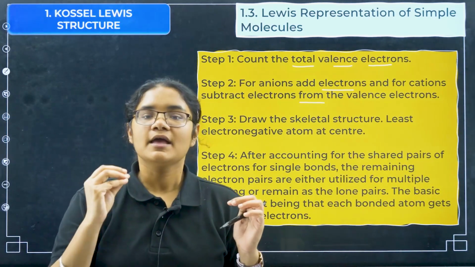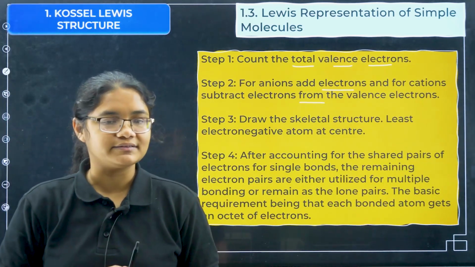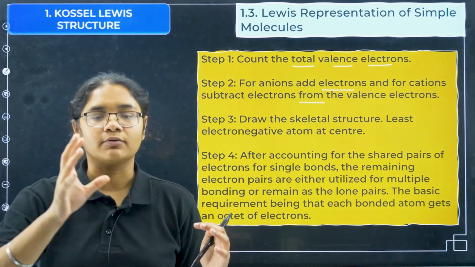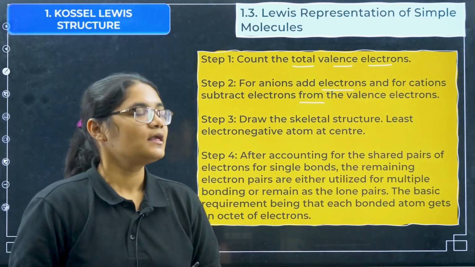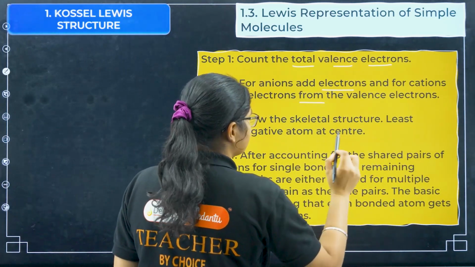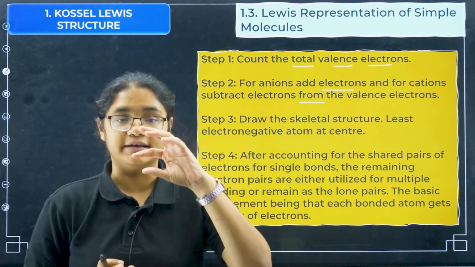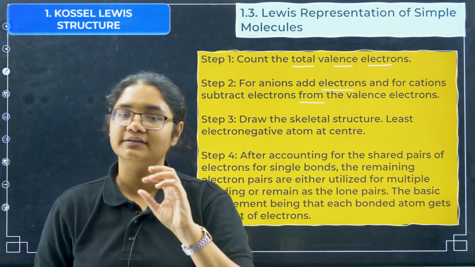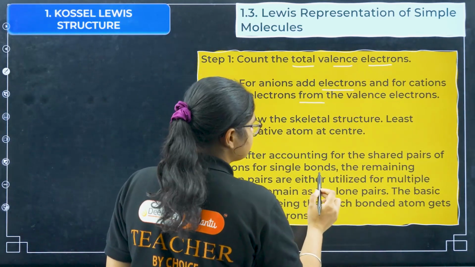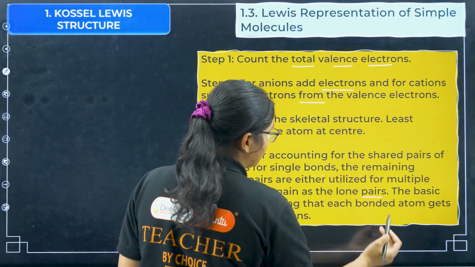Suppose a molecule is given, in that you have some negative charge, so that many negative charges you have to add to the valence electrons. If in the compound there is some positive charge, then that much charge you have to subtract from the total number of valence electrons. Next, draw the skeletal structure, with the least electronegative atom at the center. In the skeleton structure, you place the different atoms and the least electronegative atom should be at the center. Now after accounting for the shared pair of electrons for single bonds, the remaining electron pairs are either utilized for multiple bonds or remain as lone pairs.